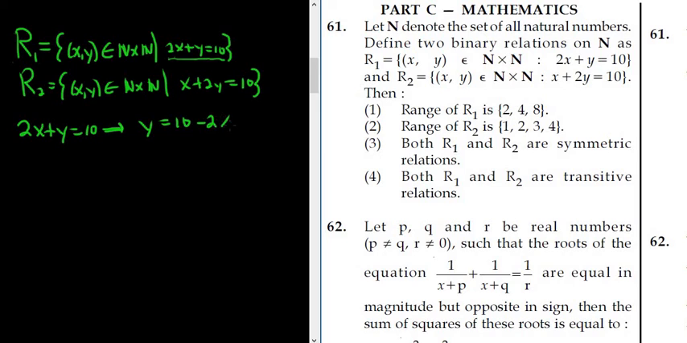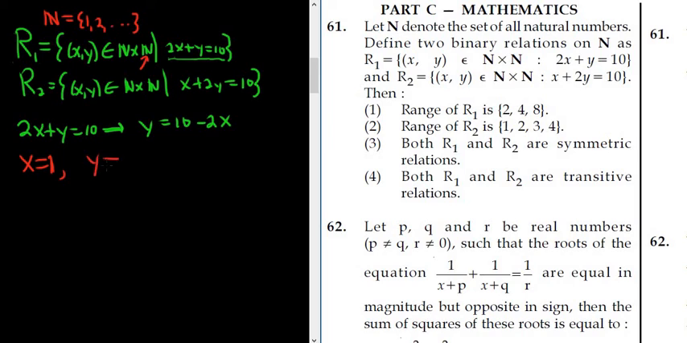So the range is all the possible y values, right? What we do is plug in x values and try to figure out all the y values. The first x value we can plug in is 1. You might ask why. Well, the set of natural numbers is 1, 2, and so on. So we can only plug in whole numbers, and the results all have to be whole numbers as well, because y is in the set of natural numbers.